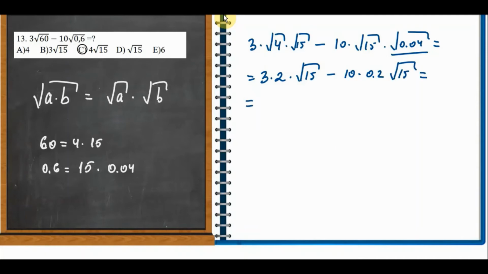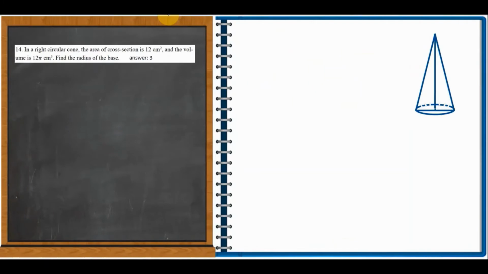Now, 6 times square root of 15 minus 2 times square root of 15 is just 4 times square root of 15. The correct answer is 4 times square root of 15. Number 14. Let's read number 14. In a right circular cone, the area of cross section is 12 cm squared and the volume is 12 pi cm cubed. Find the radius of the base.